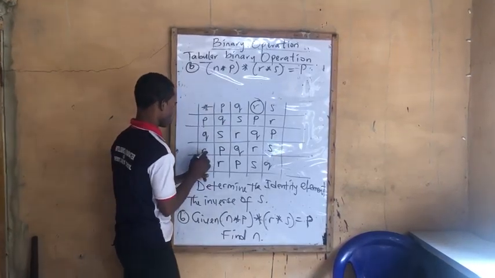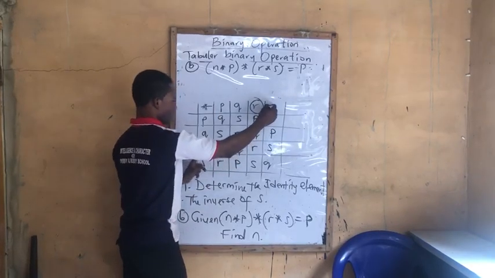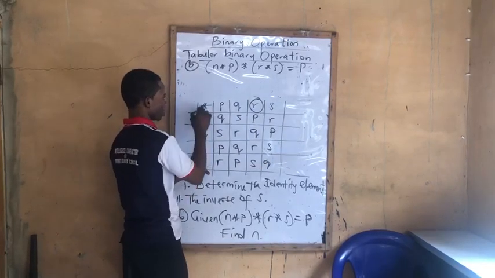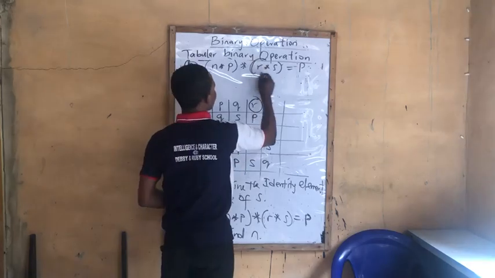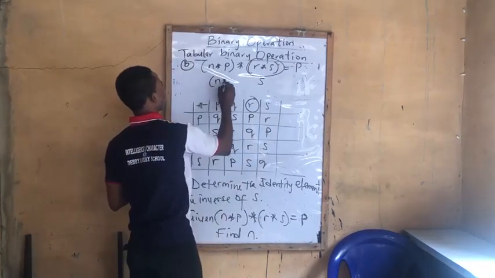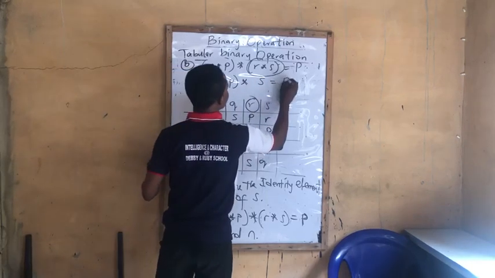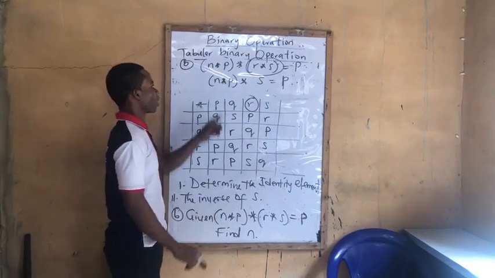This R asterisk X, so what will be in line with this R? If you trace it, that's going to be X. R asterisk X is going to be X. So this has actually given us X. So that means N asterisk P asterisk X equals P. Do not forget that we are actually looking for N.